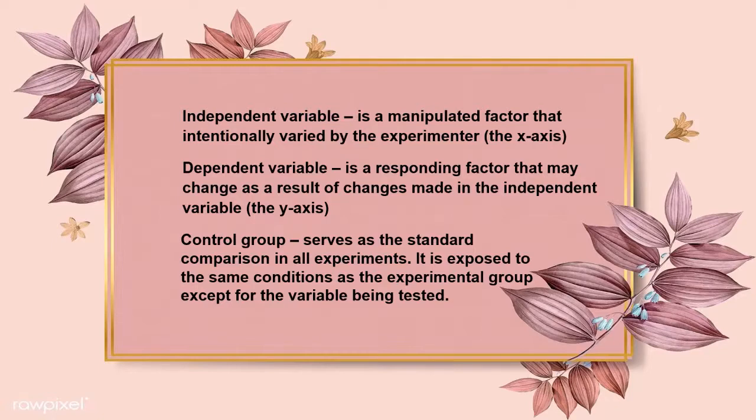Independent variable is a manipulated factor that is intentionally varied by the experimenter, or the x-axis. Dependent variable is a responding factor that may change as a result of changes made in the independent variable, or the y-axis. Control group serves as the standard comparison in all experiments. It is exposed to the same conditions as the experimental group except for the variable being tested.